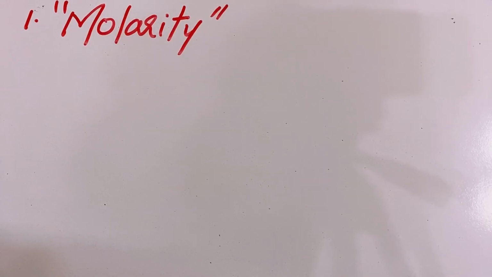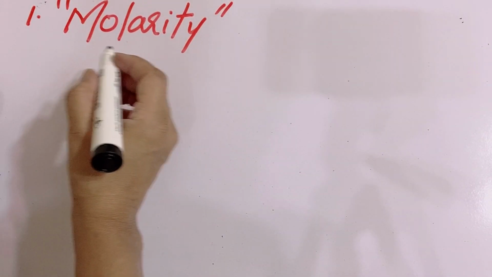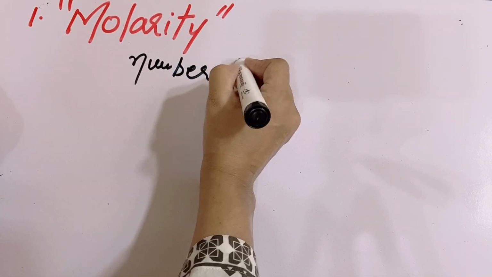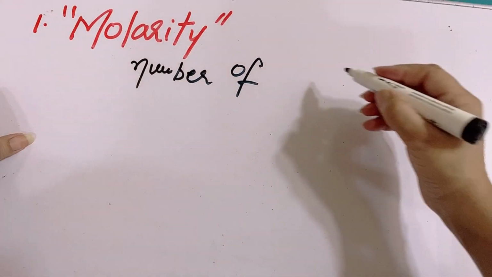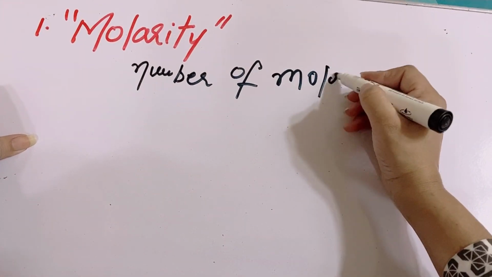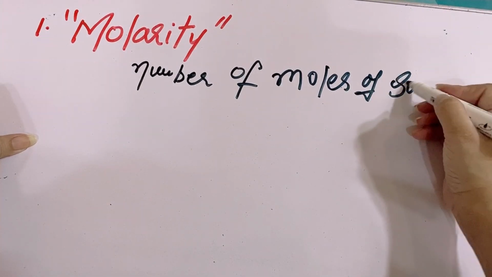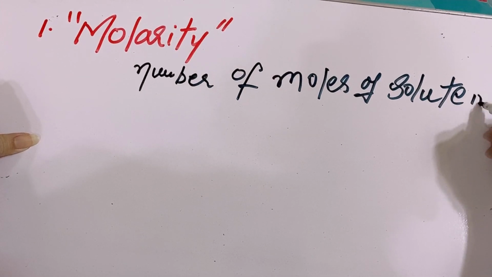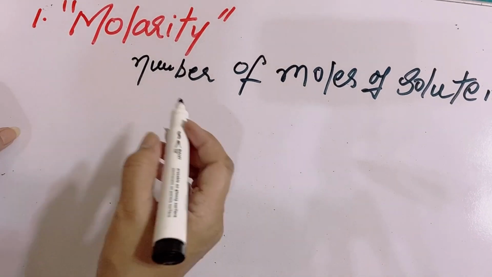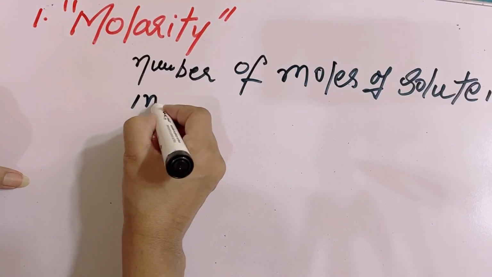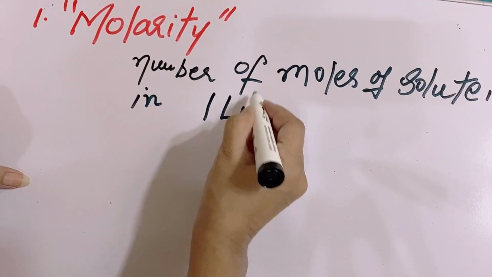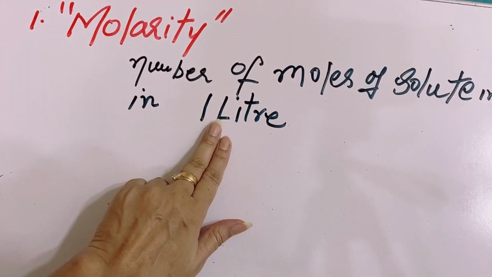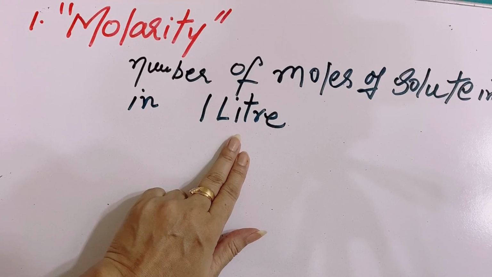Okay, so let's discuss molarity. It's the number of moles of solute. Solute means the solid particles, in 1 liter of solution. In 1 liter. Now you will measure this amount, that what is 1 liter? 1 liter solution.